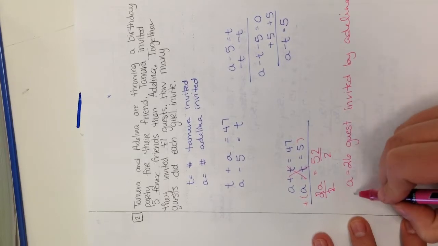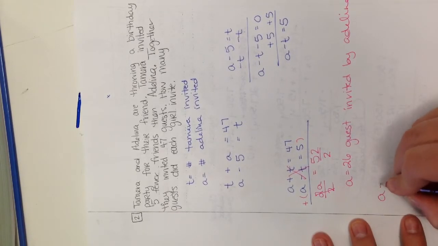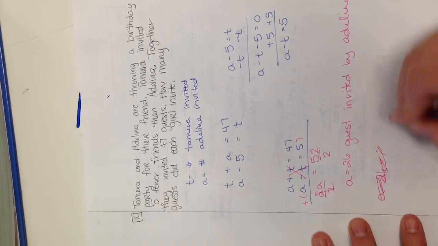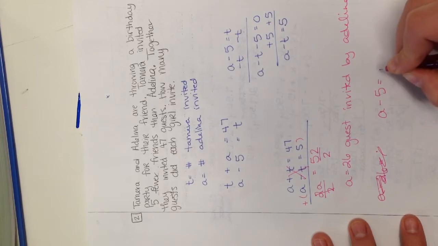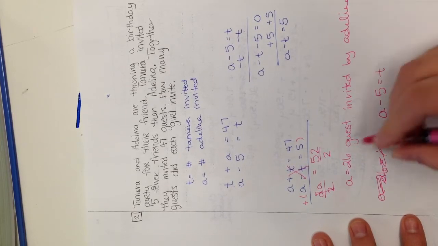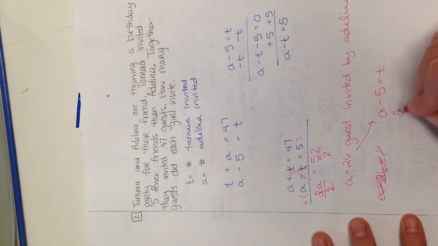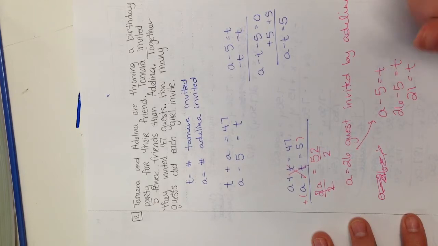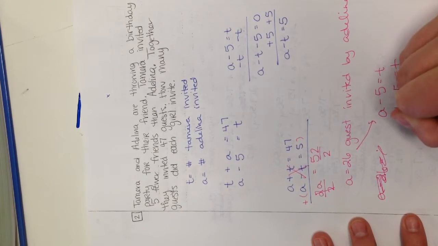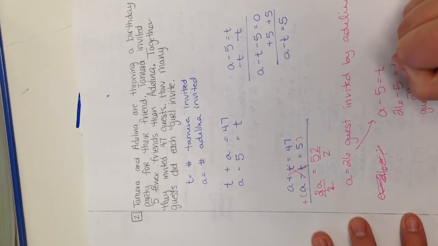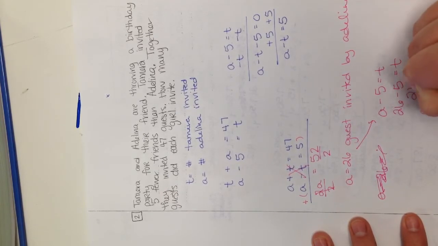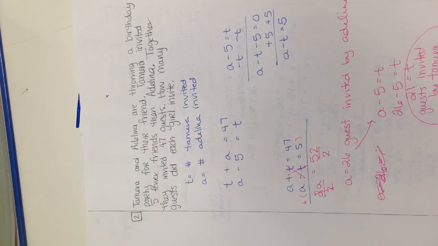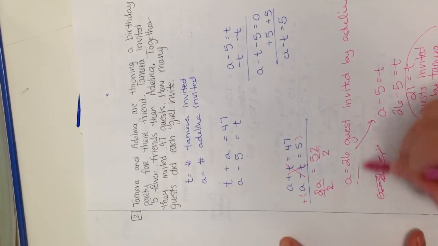Now, I just have to plug it back in, and I'm going to say A minus 5 equals T. But I know what A is. It's 26. So I have 26 minus 5 equals T. 21 equals T, which is the number of guests invited by Tamara. Okay? So Tamara invited 21, Adelina invited 26, and that's all we needed to know.